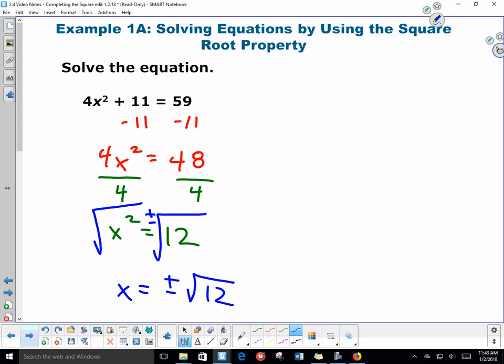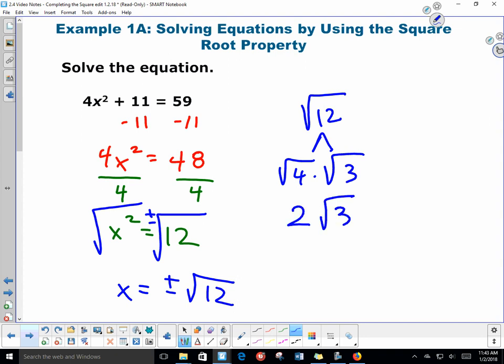Can we simplify square root of 12? Well, yes, because we can rewrite square root of 12 as square root of 4 times the square root of 3. And square root of 4 is just 2, so we get 2 square root of 3. Don't forget that we had plus or minus, though, so our solution should be x equaling plus or minus 2 rad 3.